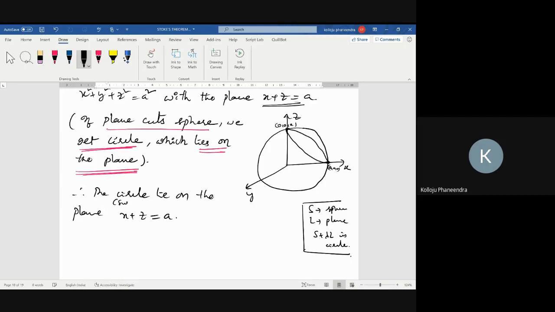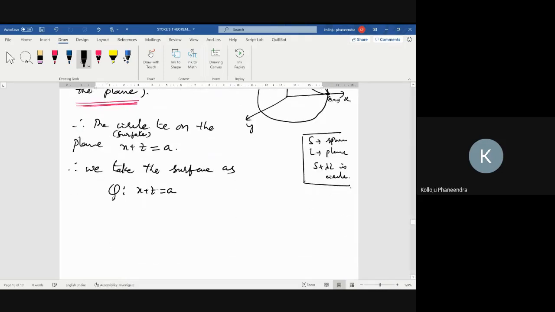The surface is given as the combination of sphere and plane. What is the surface? It is the portion of the plane cut by the sphere, that is the circle. Since the circle lies on the plane, we take the surface as phi equal to x plus z equal to a, because it is not possible to find the equation of the circle, but the circle lies on the plane.